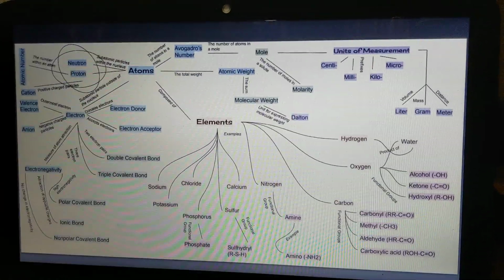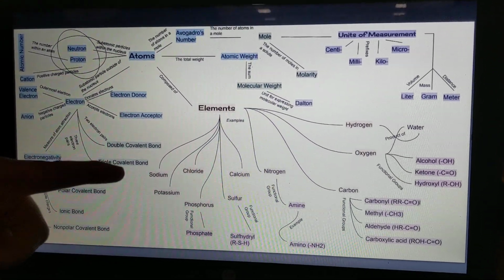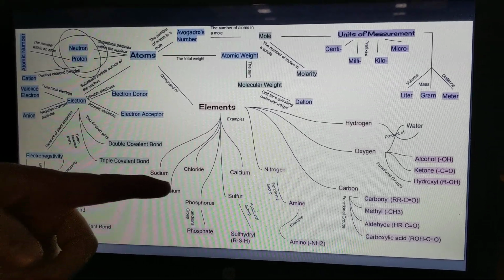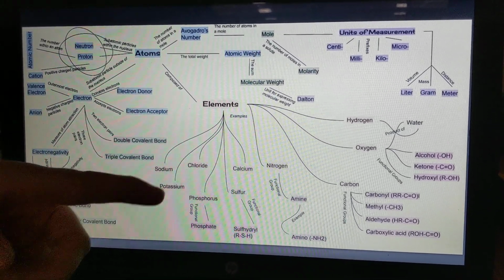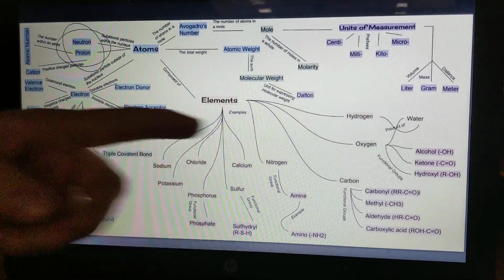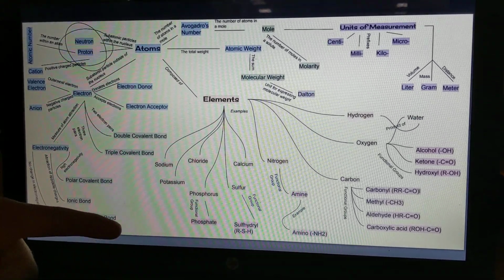So elements is our central topic. Examples of elements are sodium, potassium, chloride, phosphorus, sulfur, calcium, nitrogen, carbon, oxygen, and hydrogen. Each element has its own functional group.